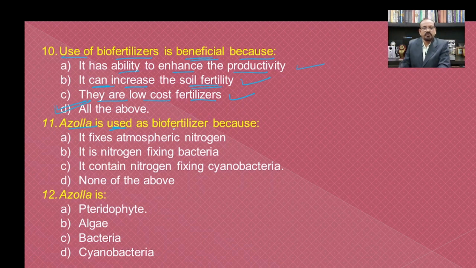Azolla is used as a biofertilizer because Azolla is a pteridophyte, or an aquatic fern. In Azolla there is a cyanobacterium, Anabaena, and this Anabaena is responsible for fixing atmospheric nitrogen, and hence it contains the nitrogen fixing cyanobacteria, or Anabaena. That will be the correct answer for this question.